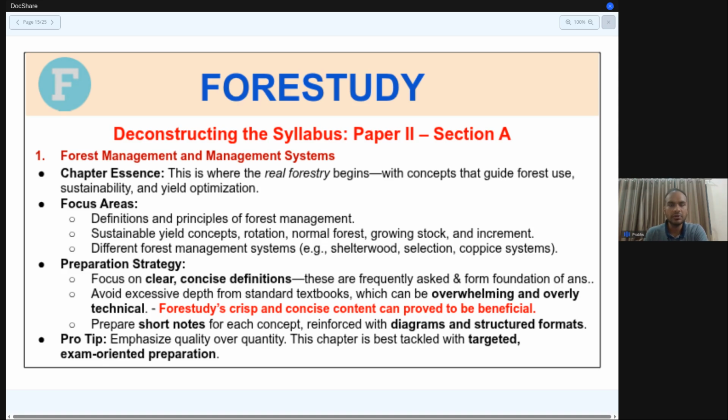Good evening, everyone. I'm Prabhutoshan Mishra, and we will be discussing the strategy for forestry optional for the Indian Forest Services examination. We had previously completed the strategy portion for paper 1, and in this video, we will be presenting the strategy for paper 2.